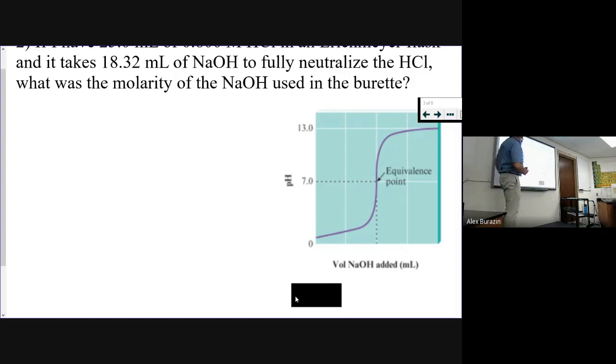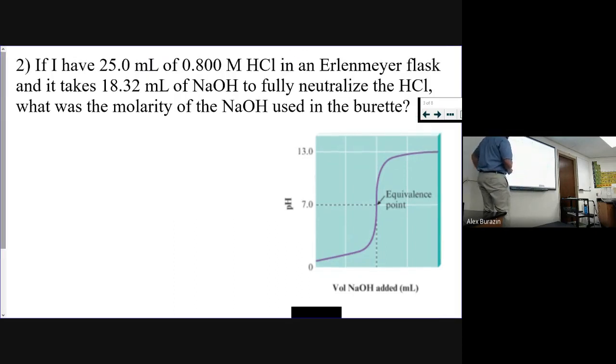So I'm asked to solve for the molarity of the base. So what do I want to start my factor label problem with? Acid. What do I know about the acid? I know that I have 25 mils and 0.8 molar. Which of those is a better unit to start our factor label problem with?